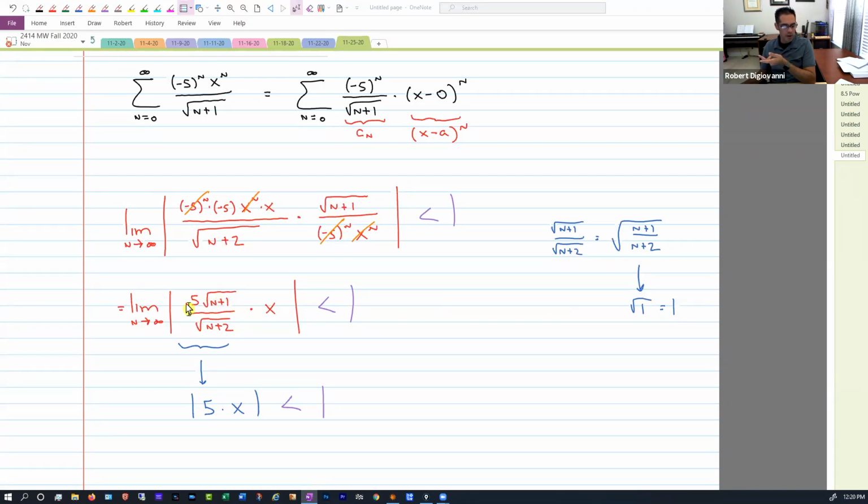These roots will go to 1, and you had the 5 here, so we have the 5. Any questions up to this point? In order to have convergence, we need these to be less than 1, right? We need this to be less than 1. Now, we need to take a little side step here.